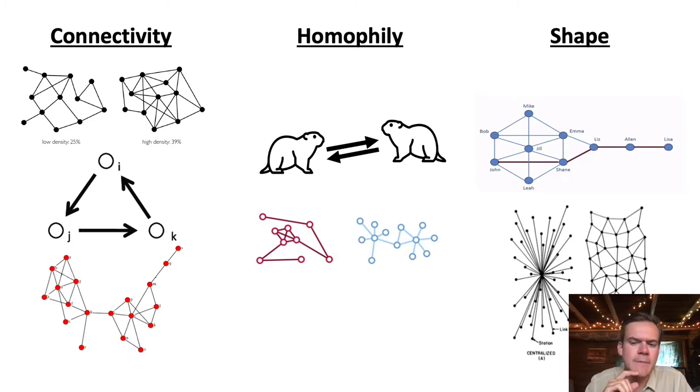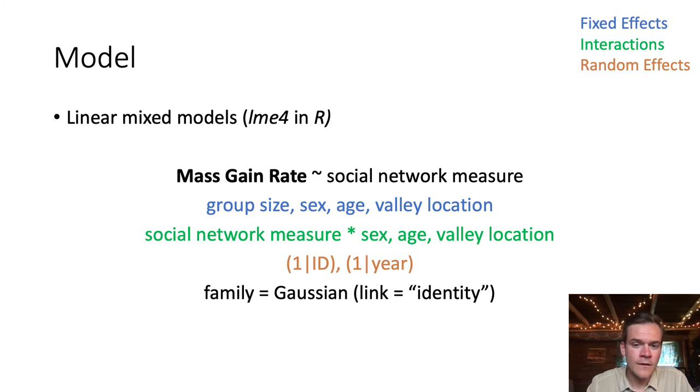I normalize all these measures by group size to control for any effect group size may have on the measures themselves. I run 7 linear models, one for each of the network measures, to analyze the relationship. Group size, sex, age, and location are included as fixed effects. ID and year are random effects. And I include three interactions between the network measure, age, sex, and location to identify any conditional nature of these relationships.